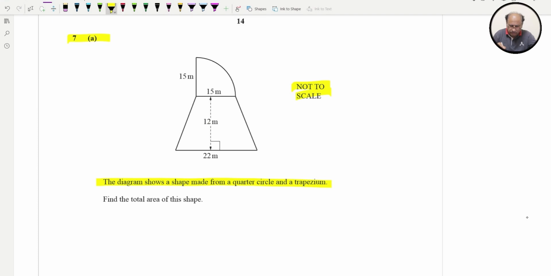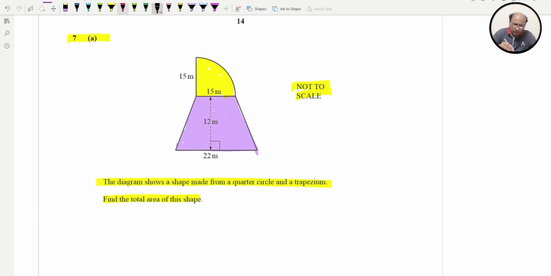Now, question number 7a part says the diagram is not to scale. The diagram shows a shape made from a quarter circle. This is the quarter circle shape which they have provided, and a trapezium. So this is the trapezium, and hopefully you are understanding and following each and everything. And now we need to find the total area of the shape. So for both shapes we will be finding the area.